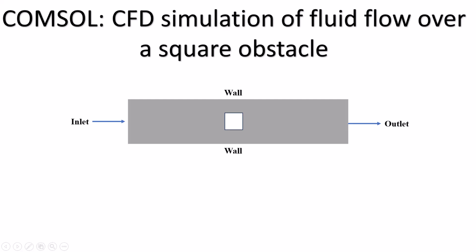I'm Dr. Farah, and in this video I'm going to show you how to model fluid flow over a square obstacle. In this model, water enters the domain from the inlet and leaves at the outlet. And now a strip boundary condition is applied to all solid surfaces and walls. Let's get started with COMSOL Multiphysics.